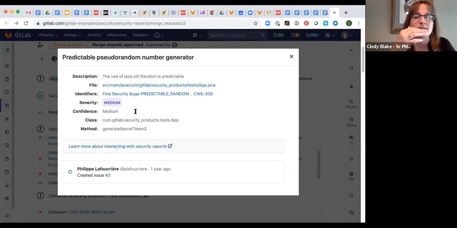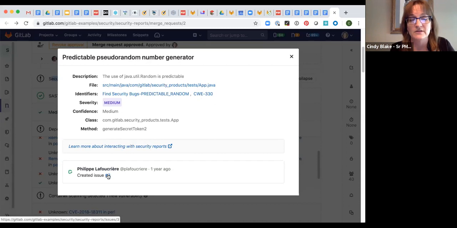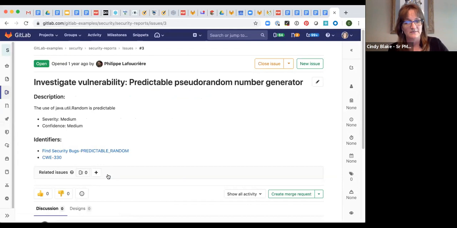So this one was remediated through an issue. What was the vulnerability? I can look at the CWE, drill down, and get more information about it. And if this one had not been remediated, I would have a couple of buttons at the bottom that say click to create an issue or to dismiss it. I can see here that an issue has already been created, and I can jump straight to that issue and see what it was.